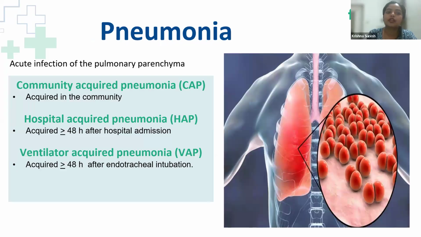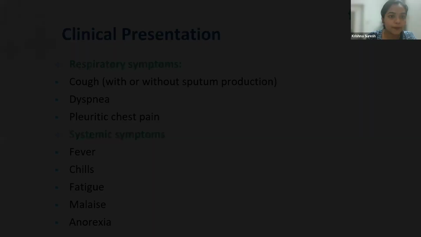So to begin with, pneumonia is an acute infection of the pulmonary parenchyma, and it is categorized into three: community-acquired pneumonia, hospital-acquired pneumonia, and ventilator-acquired pneumonia. Community-acquired pneumonia is the one which is acquired in the community. Hospital-acquired pneumonia is acquired after 48 hours of hospital admission, and ventilator-acquired pneumonia is acquired after 48 hours of endotracheal intubation. So in this presentation, we will be focusing only on community-acquired pneumonia.